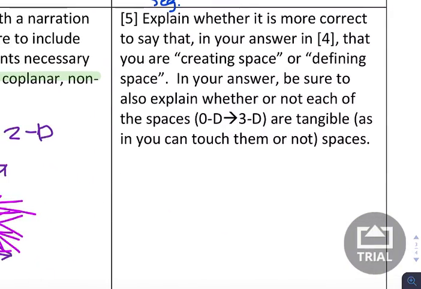So number 5 is kind of a follow-up to this. Explain whether it's more correct to say in your previous answer that you were creating space or defining it. In your answer, also be sure to explain whether or not each of the spaces are tangible, as in whether or not you can touch them.